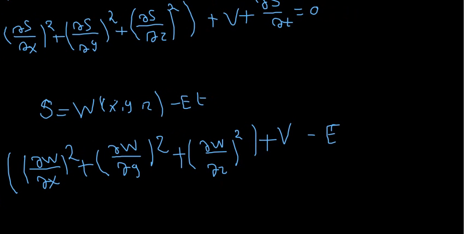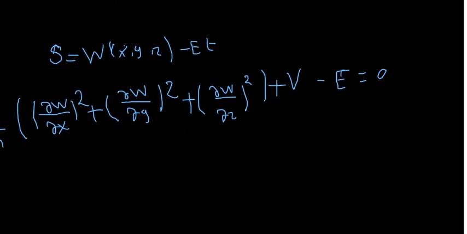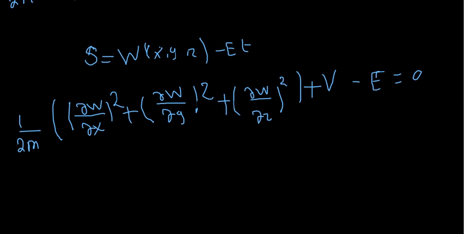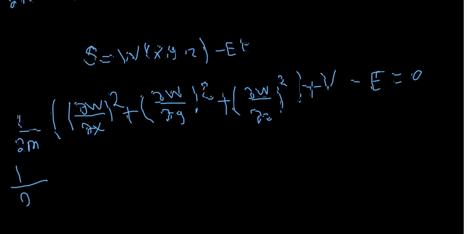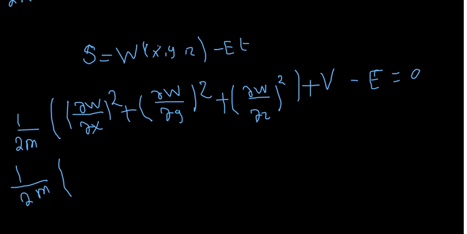Awesome. Now we'll make a simple observation. We can take (partial W, partial x) squared, (partial W, partial y) squared, (partial W, partial z) squared. This is nothing more than the norm squared of the gradient of the function W. That is, we can write this in the following form: the norm squared of the gradient of the function W, right? I'm sure you know about that. Plus V, and that all equals E. We're just taking E to the opposite side.